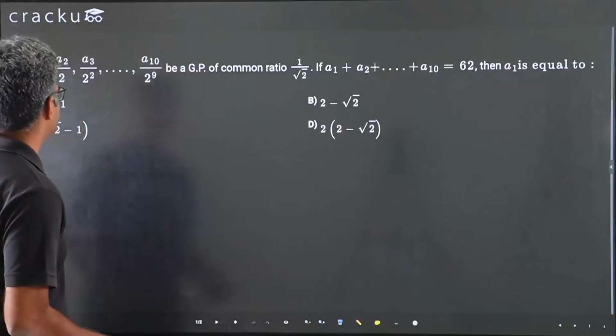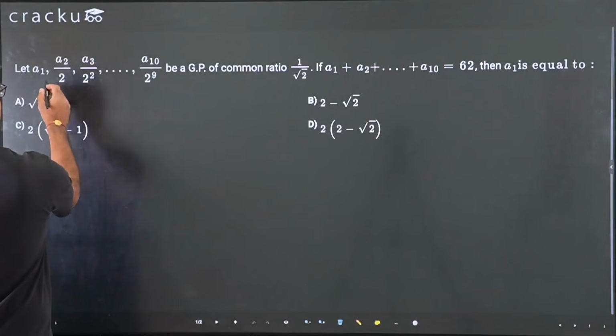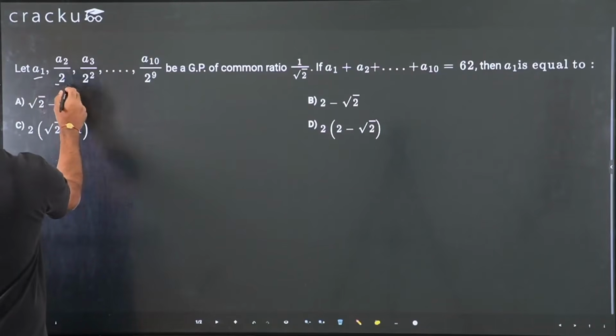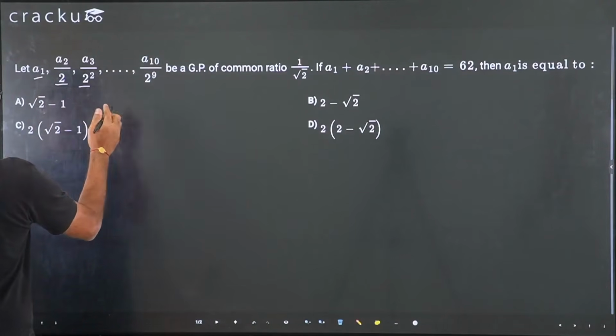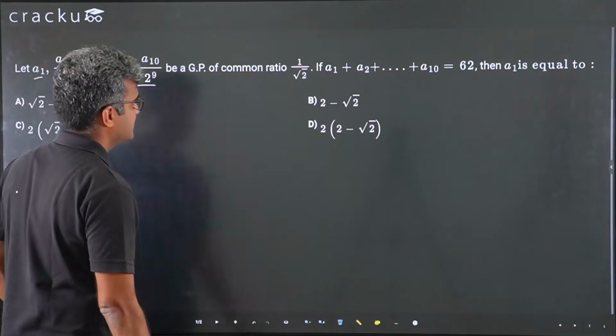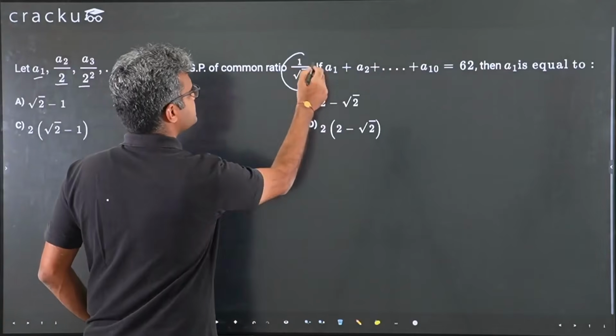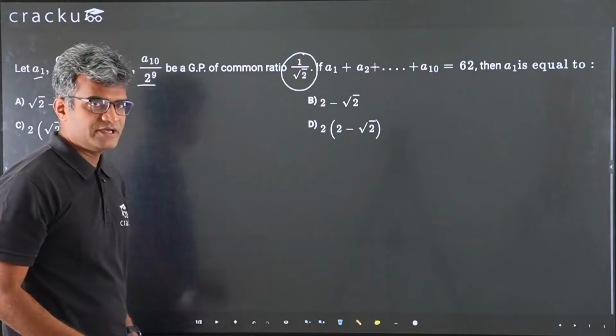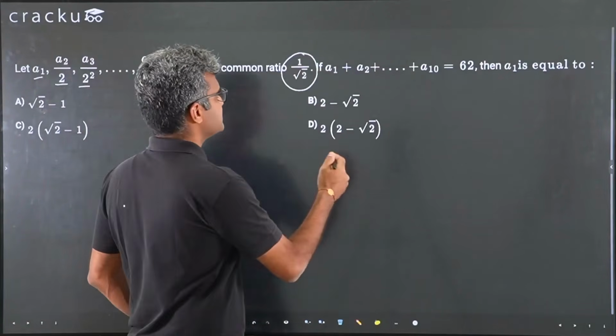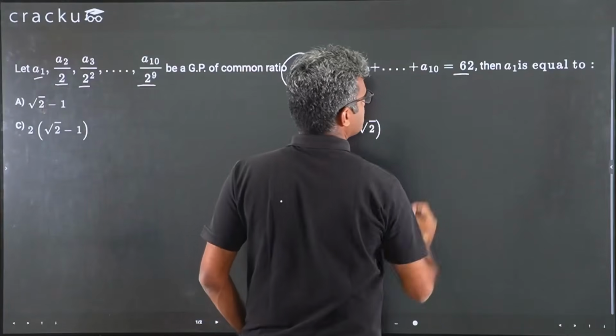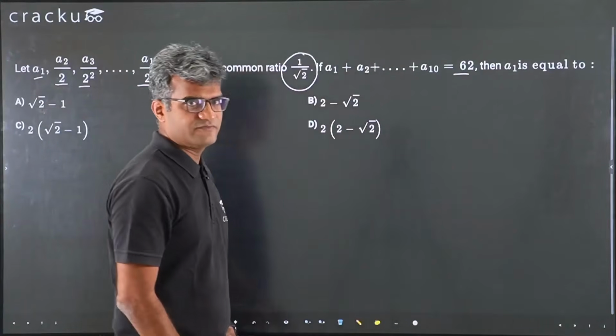Hi guys, so in this question we are given a geometric progression a1, a2 by 2, a3 by 2 square, dot dot dot, a10 by 2 to the power 9. The common ratio of this geometric progression is given, it is 1 by root 2. In addition to it, we are told that a1 plus a2 plus dot dot dot till a10 is 62. We are required to calculate the value of a1.